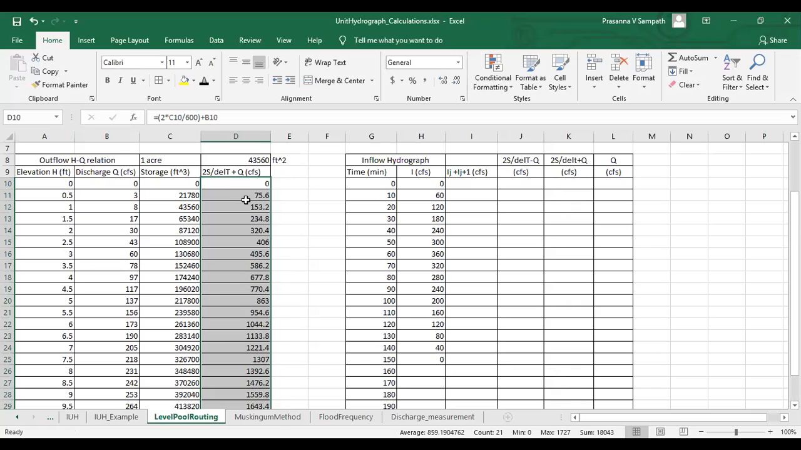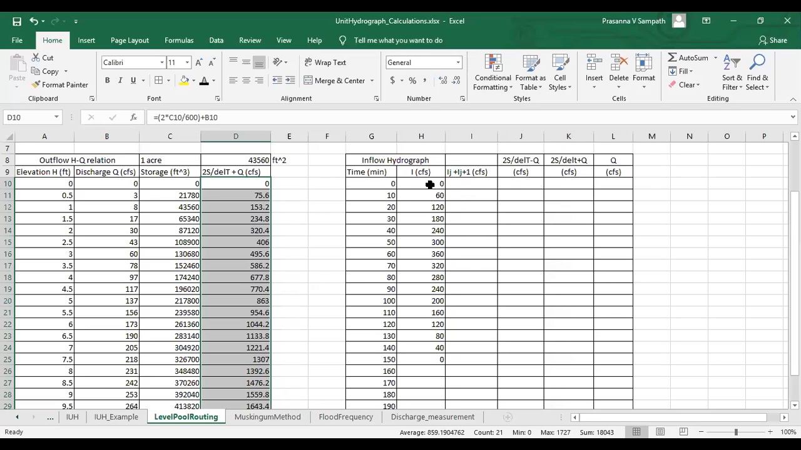You need to know Ij and Ij plus 1, that is given to you. You need to know 2Sj by delta t minus Qj, which you can find out because you already know the S and Q at time step 0. S and Q are 0 at time t equal to 0. So we'll take it forward from there. Let us come to this side of the solution.